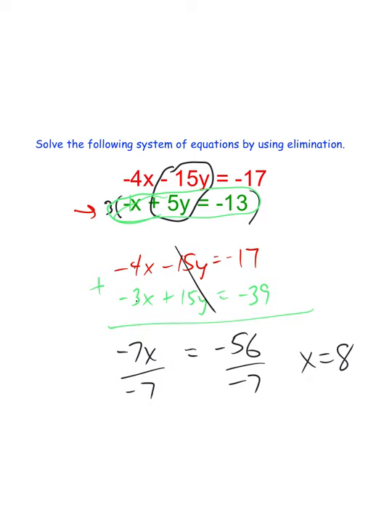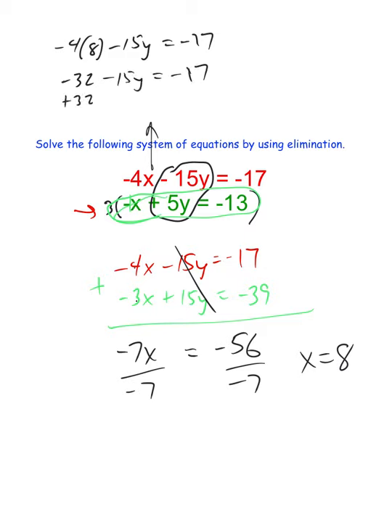So now we take that x equals 8, put it into either equation to solve for the y. So I'm just going to take this red one up here. So I've got negative 4, again, x equaled 8, so I'm going to put 8 in there, minus 15y equals negative 17. So that's a negative 32 minus 15y equals negative 17.